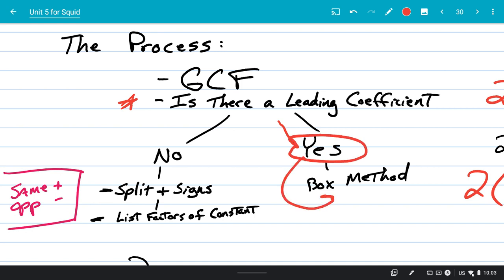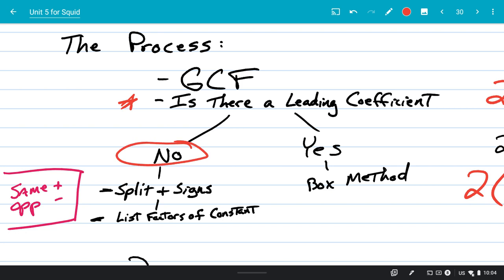Later this week, I'm going to teach you something called the box method. Now, the box method works even if you don't have a leading coefficient. It just creates a little bit more work. Okay, and come on, I'm lazy, just like you. I'm all about doing it the quickest and most efficient way, right? And that's the only reason why I teach you 2 different methods. Some teachers will teach only the box method. That's okay. So what if we say no?